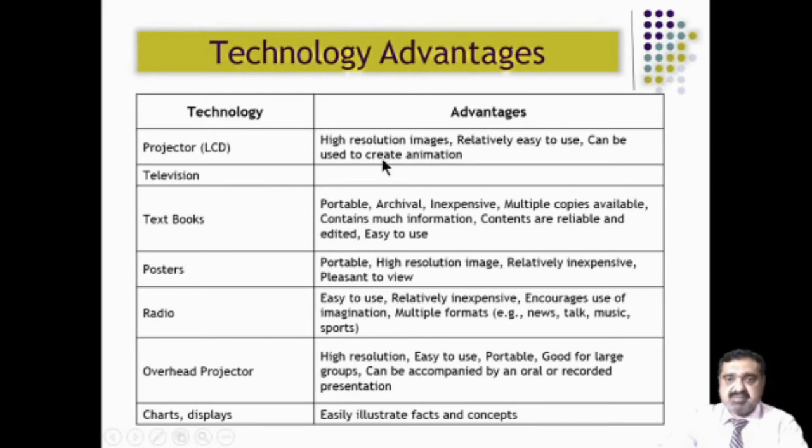Projectors give high resolution images, are relatively easy to use, and can be used to create animations. Same with television, which is easy to use. Textbooks are portable, archival, inexpensive, available in multiple copies, contain much information, and their contents are reliable and edited. Posters are portable, high resolution, relatively inexpensive, and pleasant to view. Then radio, overhead projectors, and charts and displays also.